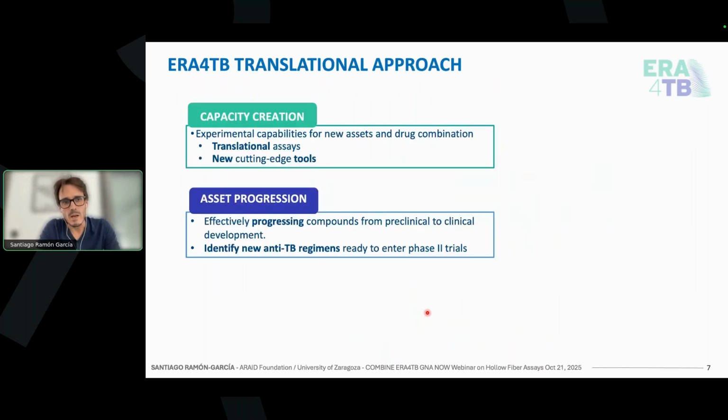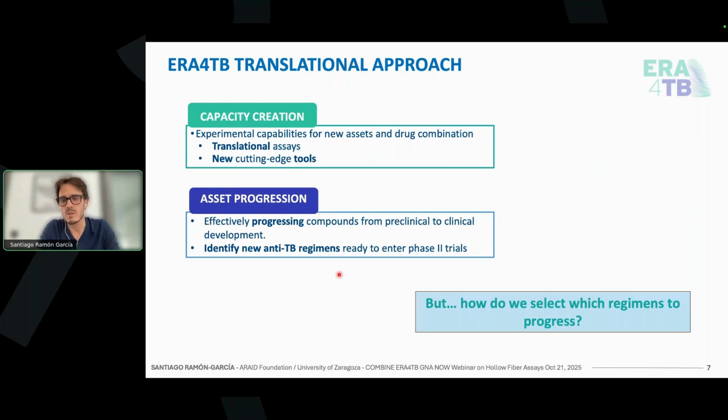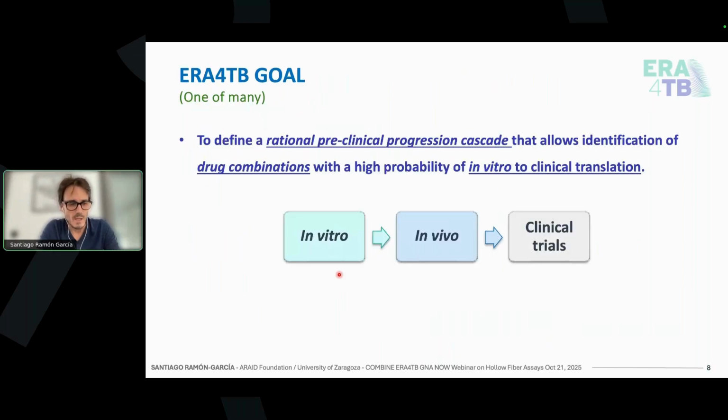And this translational approach is focused on two aspects. One is capacity creation, in which we are developing novel assays and tools to understand this correlation from the preclinical to the clinic. And also we are progressing individual molecules provided by the pharmaceutical companies and associated partners, and trying to identify how to best combine them in novel TB regimes. But the question again is, how are we selecting these regimes to progress? So one of the many goals of ERA4TB is actually to define this rational progression cascade in which we can inform drug combinations from in vitro to clinic, and to understand this translation.